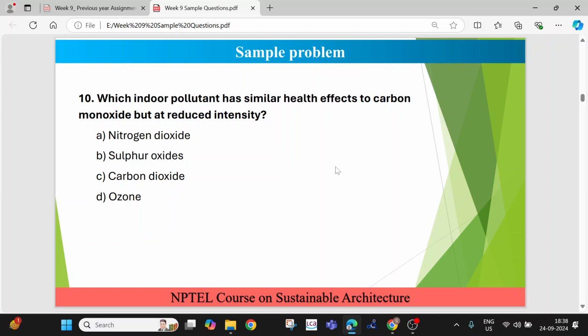It is more or less having similar health effects that I have discussed in earlier questions, like headache and shortness of breath. These similar effects you will be getting, but it is less effective than carbon monoxide. It is in reduced intensity. So which of the following pollutants can cause similar health effects?